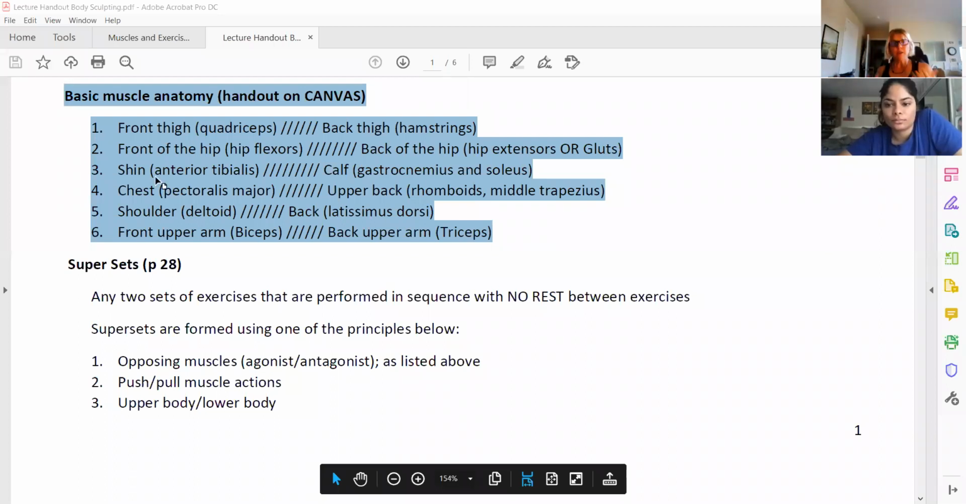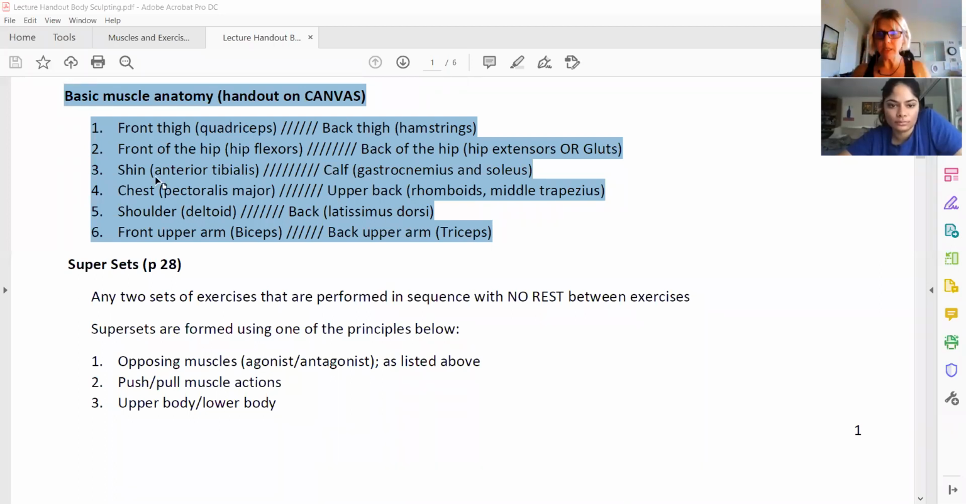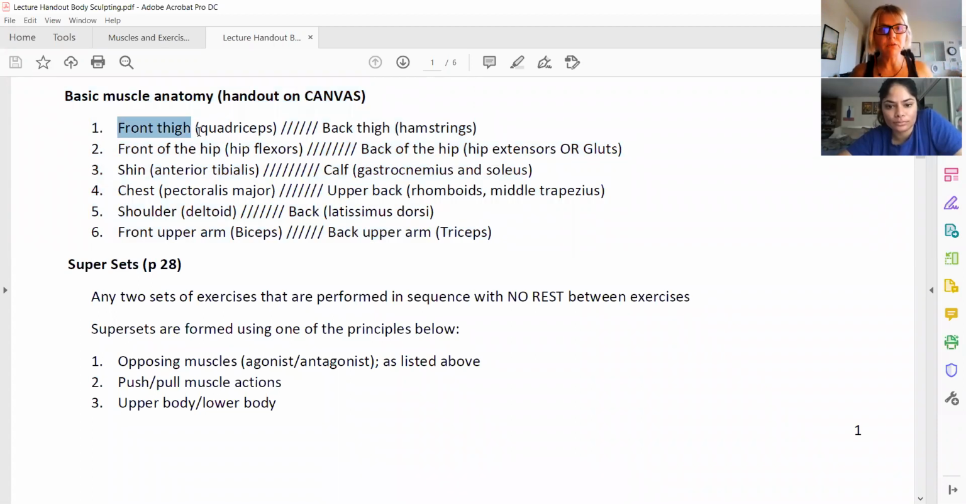So the way I structured this class, I devote one lecture, which is going to start on Friday, by the way, to one of these 6 items listed here. So Friday, we're going to cover front thigh quadriceps, which is the agonist, and back thigh hamstrings, or vice versa, depending on the activity. Agonist means the prime mover. So if you're doing a hamstring curl, in that exercise the agonist will be hamstrings and antagonist will be the quadriceps. So vice versa, they're opposing muscle groups. So they're the lower body muscles, and that's going to be covered on Friday.